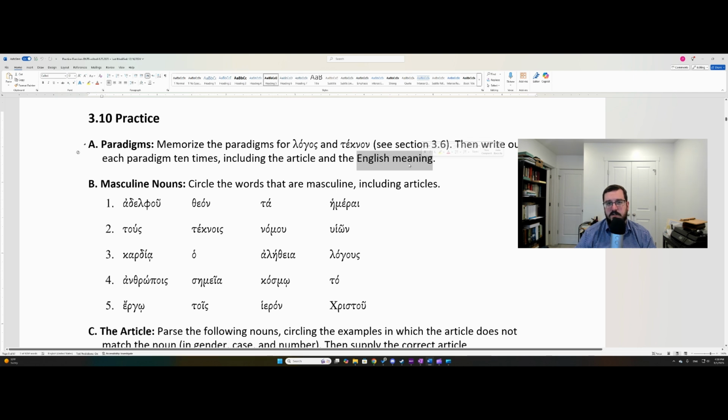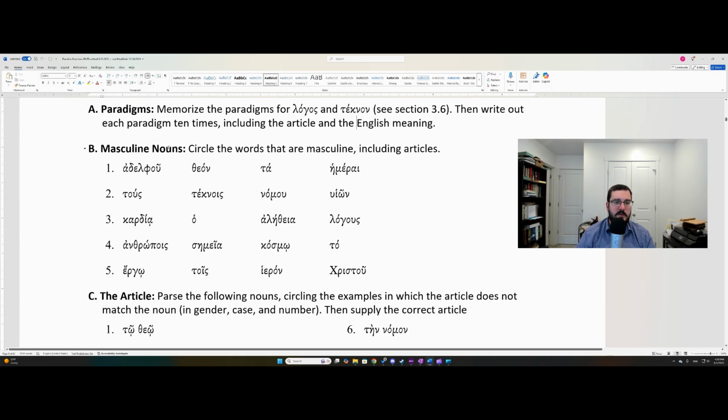You're going to run into stuff like the verb paradigms later on and additional paradigms. There's a lot of paradigms, and you're going to run into them, and you're going to want to know what they mean along with the paradigm itself. So now that we've got that out of the way, let's talk about masculine nouns.